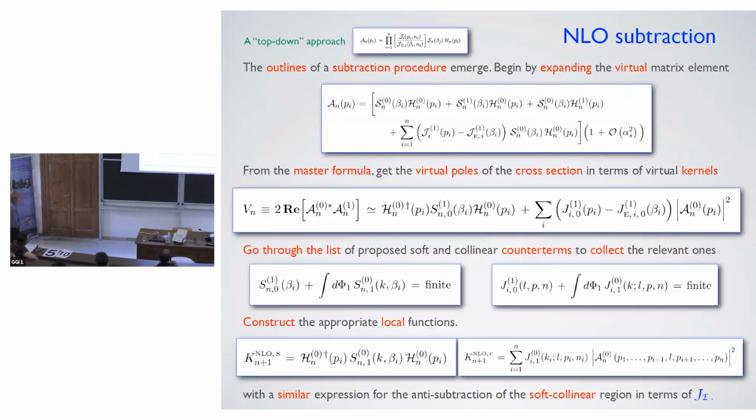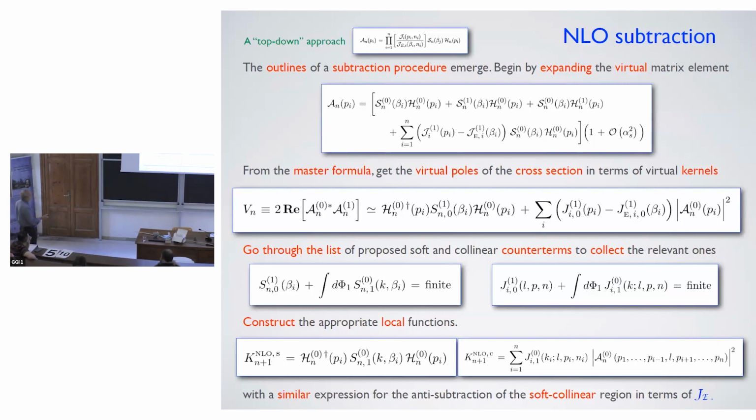And at next to leading order, in this top-down approach, you see that I literally start with the virtual amplitude, which I expand there. So it's tree level, one loop soft, one loop hard collinear, minus superposition, plus corrections. I square it, I construct V_n. These are all the poles, and you see there are soft poles, and there are hard collinear poles, and then finite terms, which I have not written.